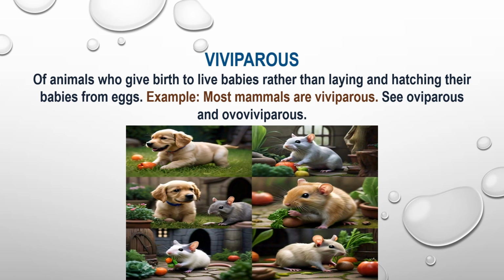Viviparous. This means of animals who give birth to live babies rather than laying and hatching their babies from eggs. Example: most mammals are viviparous.